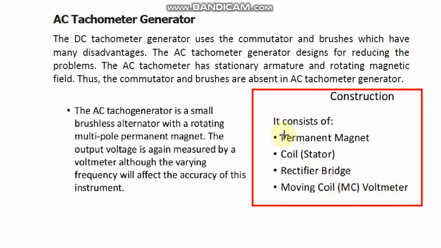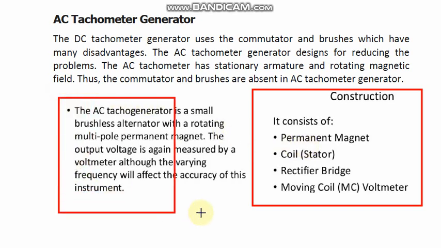permanent magnet moving coil voltmeter. But what is the difference between the DC tacho generator and the AC tacho generator? In the DC tacho generator, the permanent magnet was fixed at one position, but here, just opposite to it, the permanent magnet will be rotating and the coil which is in the stator will be stationary. This is just the opposite case as it was in the DC tachometer generator.